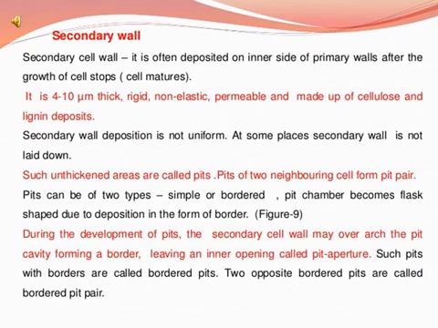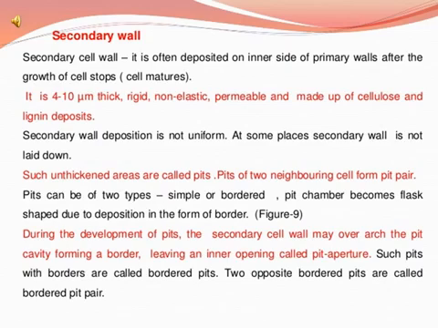Secondary cell wall. It is often deposited on the inner side of primary walls after growth of the cell stops. It is 4 to 10 micrometers thick, rigid, non-elastic, permeable and made up of cellulose and lignin deposits. Secondary wall deposition is not uniform. Such unthickened areas are called pits. Pits of two neighboring cells form a pit pair. Pits can be of two types, simple or bordered.